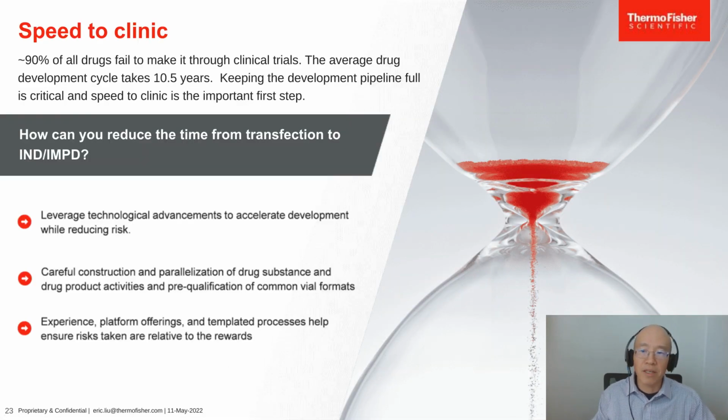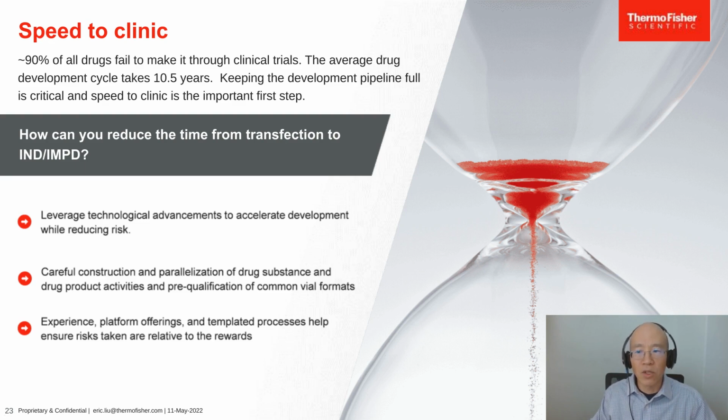With 90% of all drugs failing to make it through clinical trials, along with decade-long development and approval cycles, innovators are trying diligently to accelerate the first step of getting to the clinic with a new mAb candidate. But how can that best be done? We believe three main principles provide a proper framework.